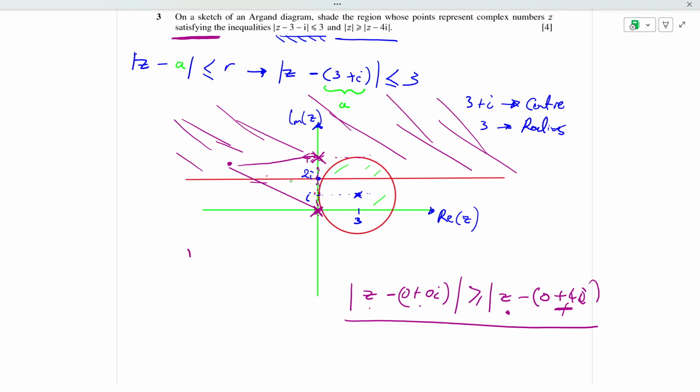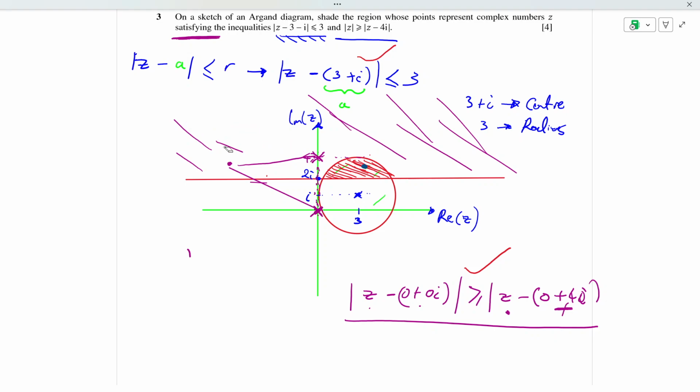And you can see that the only section here which satisfies both inequalities is this part here. So if you pick any point in this section, it will satisfy the first inequality, and it also satisfies this one because it is inside the circle. Let's say the point that you pick is this one right here. The distance from 0, 0 will always be greater than the distance from 0 to 4I. All right, so that's the logic behind this.